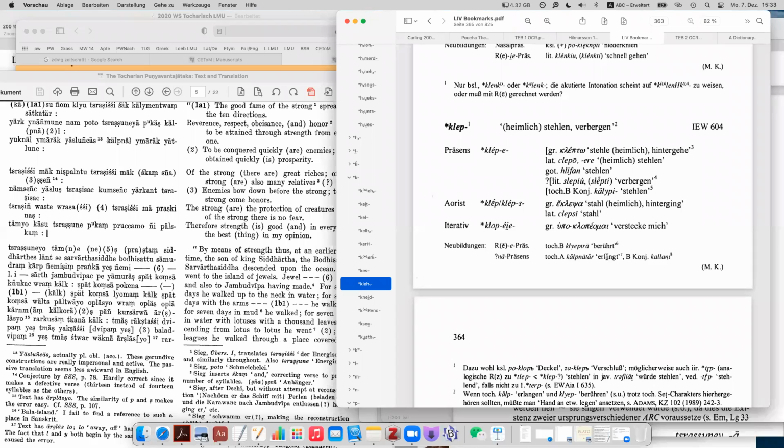Yeah, erlangen. Yeah. Okay. Originally it means actually stehlen. Yeah, you have in Greek klepto, Stehler, or Hintergeher. Yeah, and also in Latin you have clepo. Yeah, means stehlen. Yeah, and so on. Yeah, so this is a little bit interesting. Yeah. Okay.